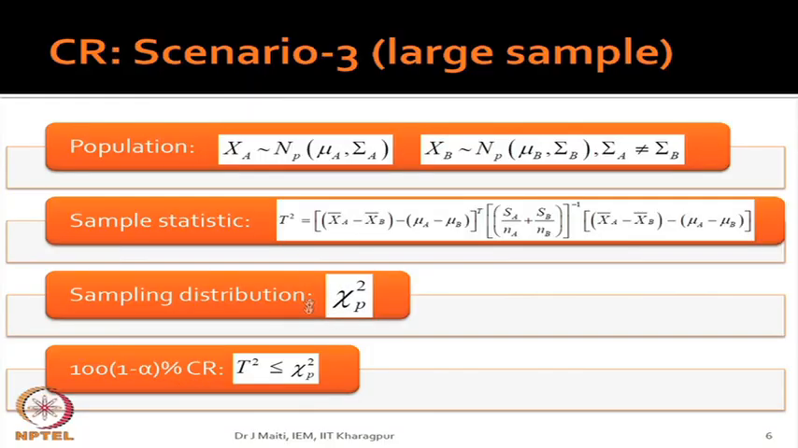That is the large sample, and in the large sample case, you will use the chi-square distribution. This is for the confidence region.